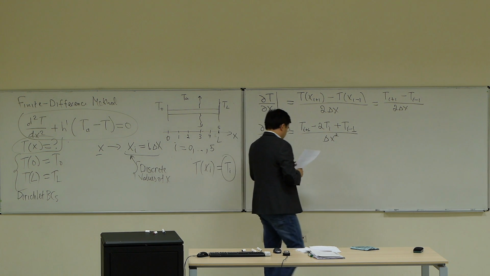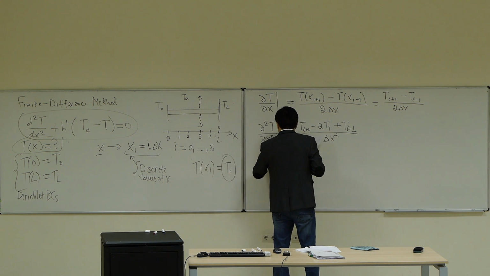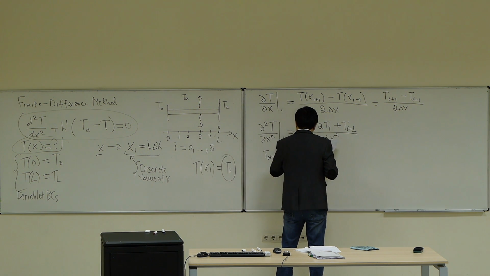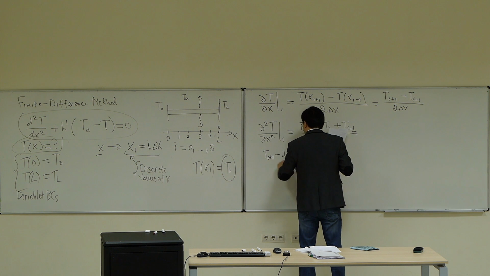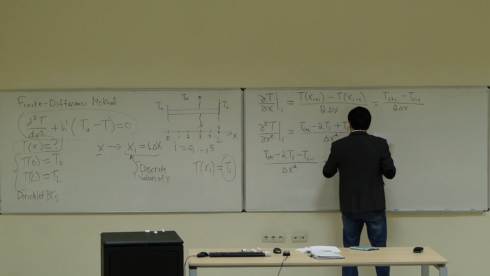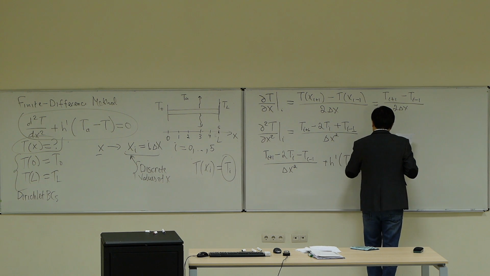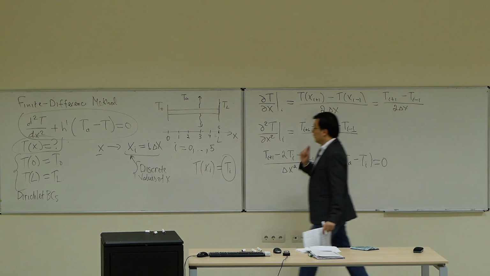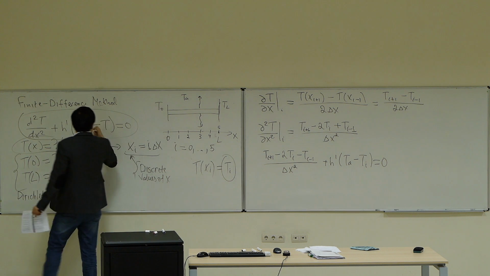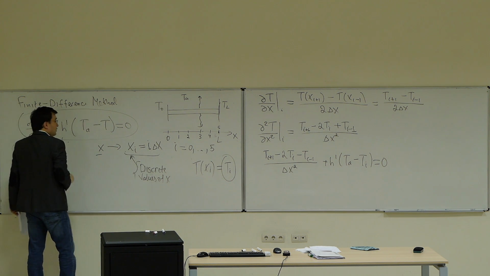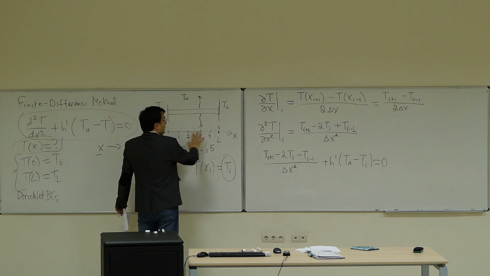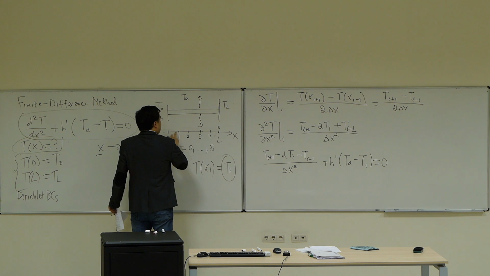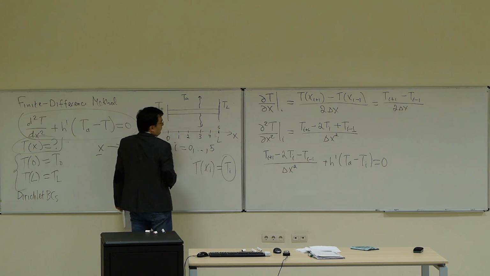What do I get is the following. (T_{i+1} - 2T_i + T_{i-1}) / Δx² + h'(T_a - T_i) = 0. All right, so I wrote this equation for my finite difference grid, for the grid of my discrete points.